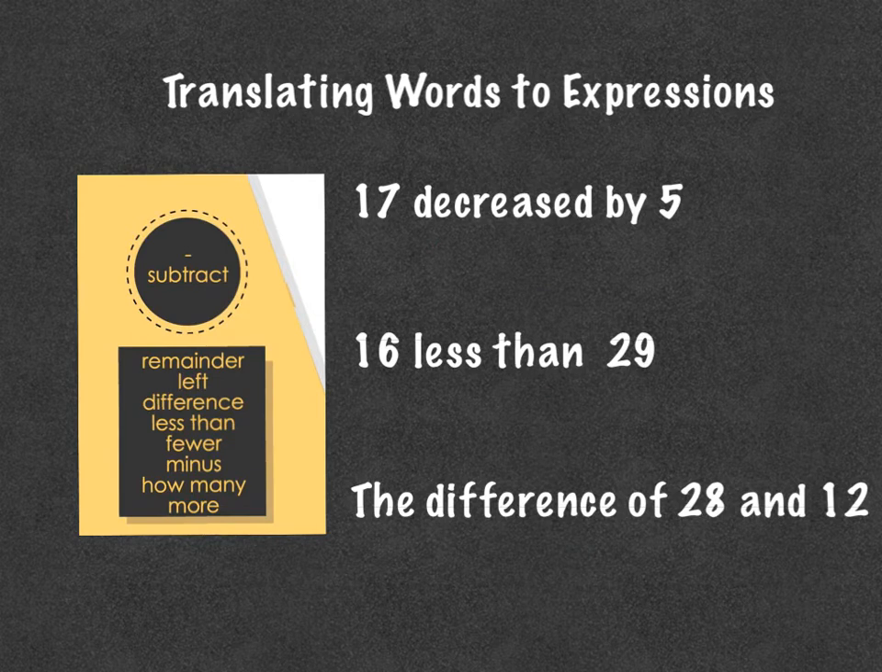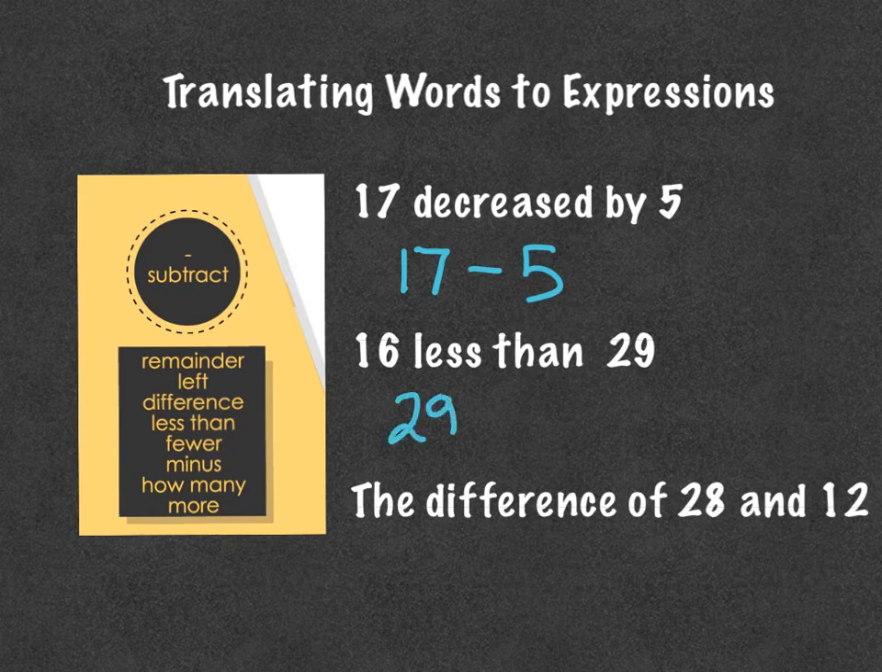Now subtraction with just numbers. 17 decreased by 5, so 17 minus 5. Now this one is a little tricky. 16 less than 29. So 29 is what we're starting with.